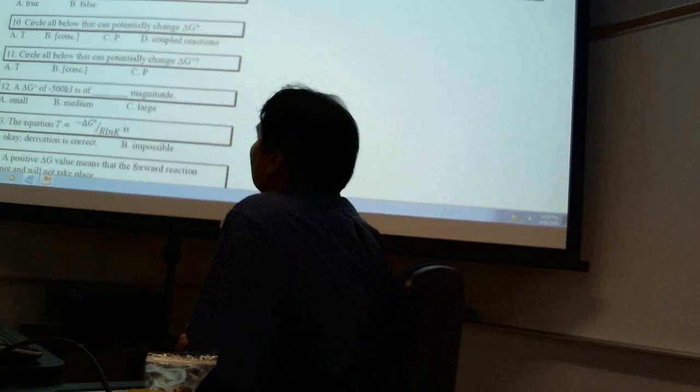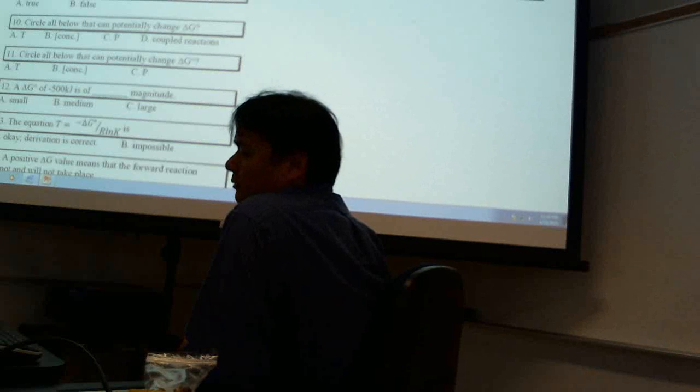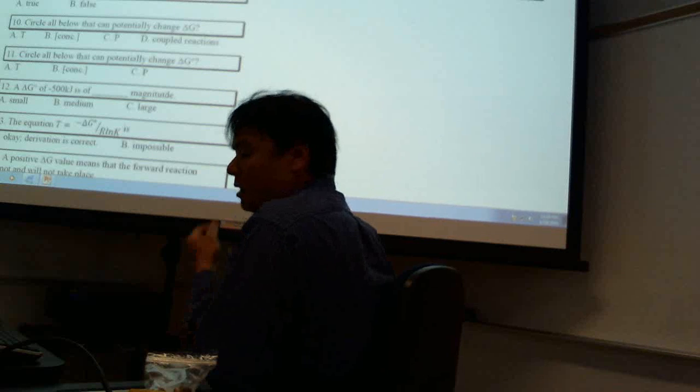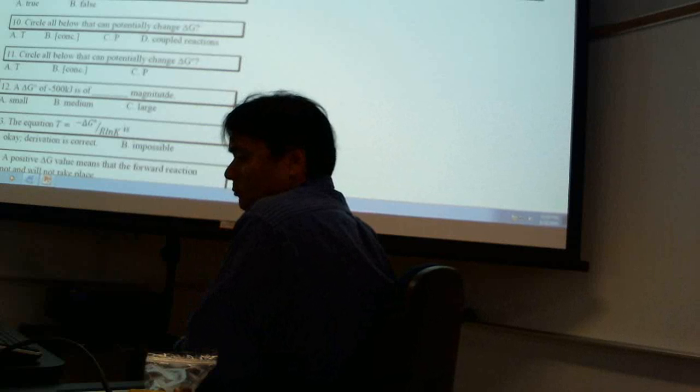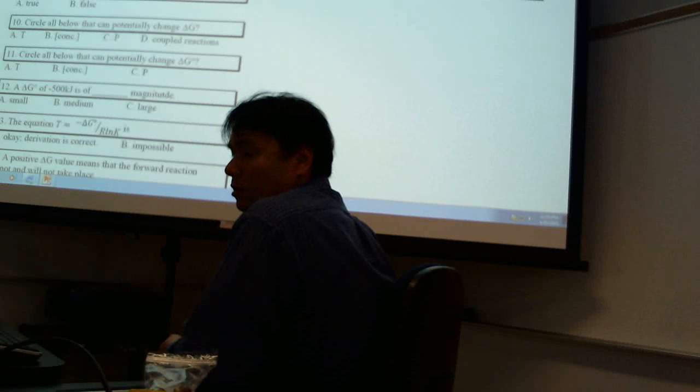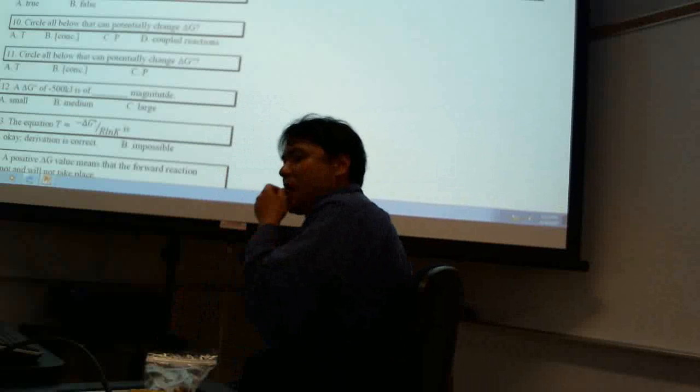11. Circle all below that can potentially change delta G naught. Temperature. That's all. Wait, what was 10? What were the answers? 10 is A, B, C, D. That's correct. 12? Wait, 10 and 11 is the same. No. Oh, never mind.